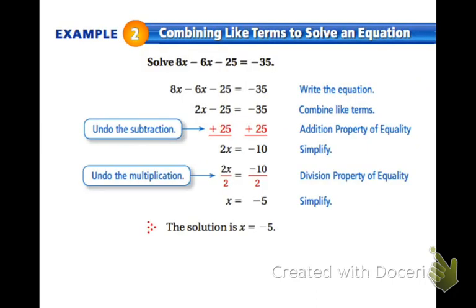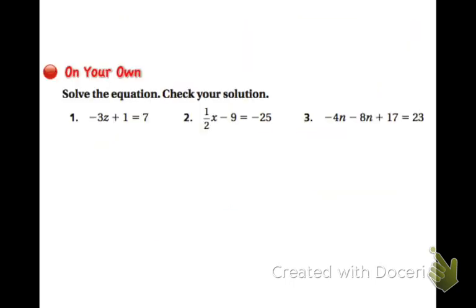In this example, you want to combine like terms first. So we can see the like terms of 8x and negative 6x, and they can be combined into 2x. Then we will undo subtraction by adding 25 to both sides. Finally, undo the multiplication with division by 2 on both sides. And you can always check your work. So let's give some of these a try.